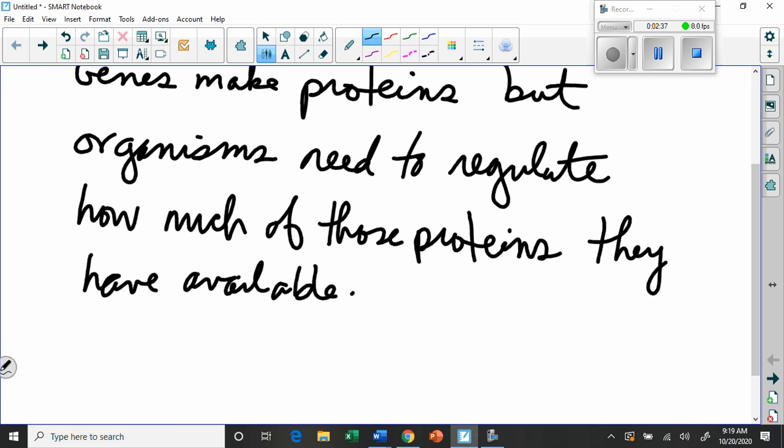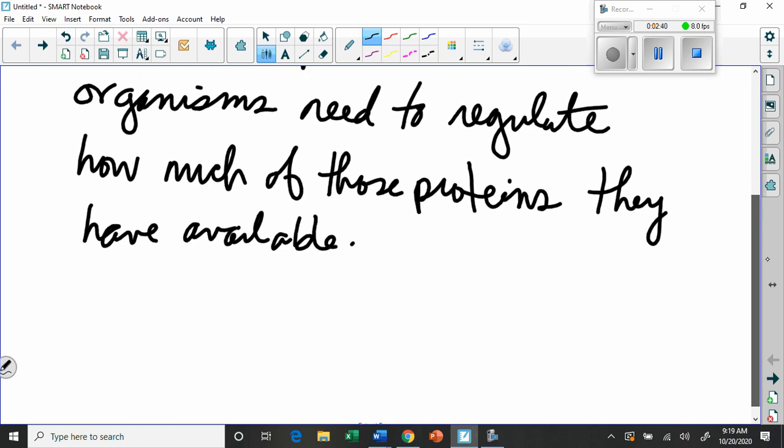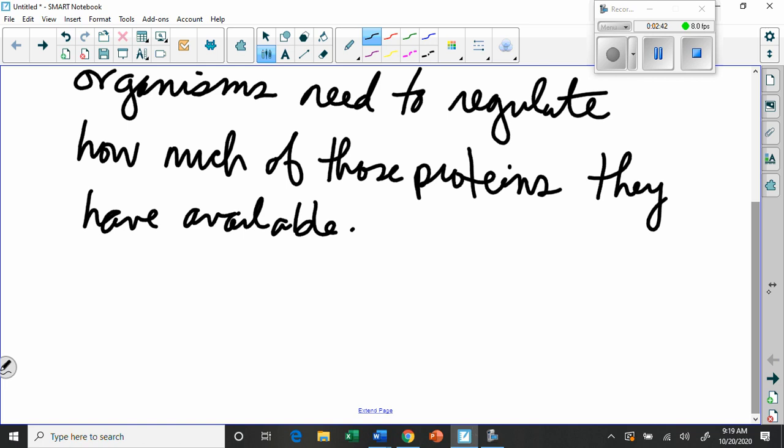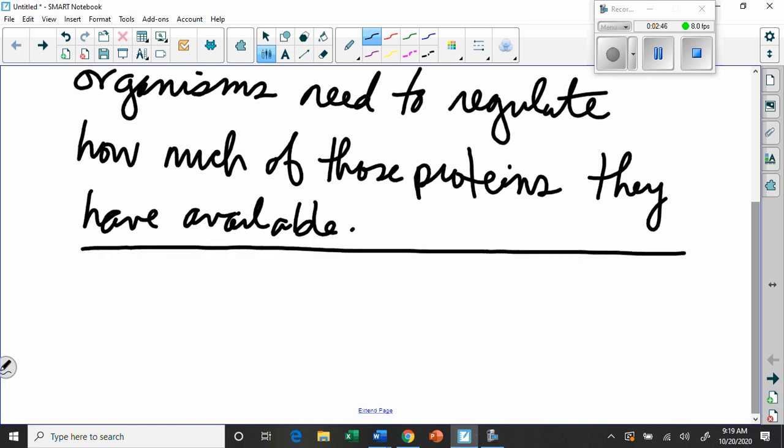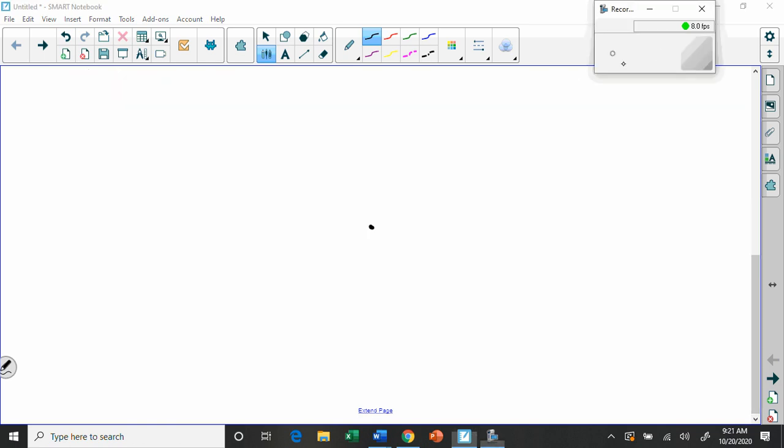All right. So what we're going to do is we're going to use an example. The example we're going to use is the regulation of a gene that actually makes enzymes for the digestion of lactose. Okay, so that's going to be the example. It's the one your textbook uses, so we'll use the same one.